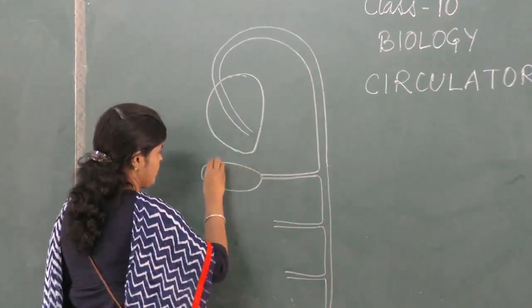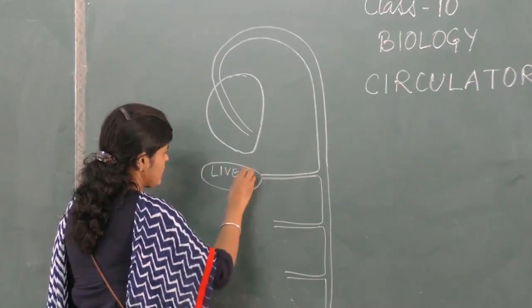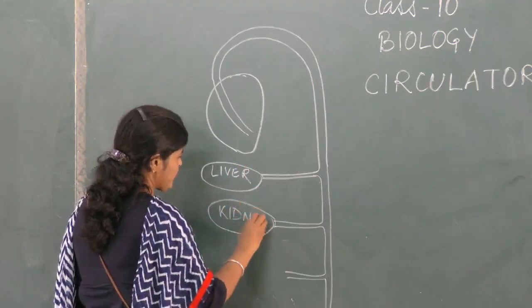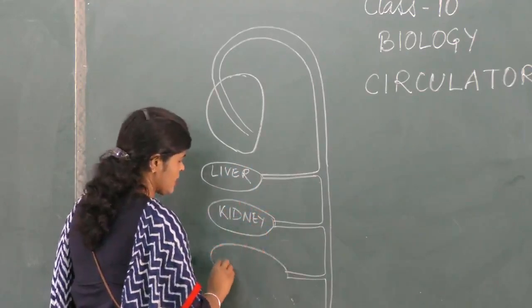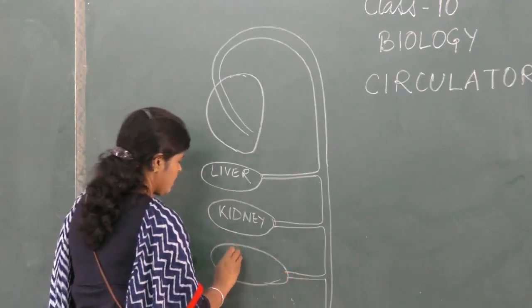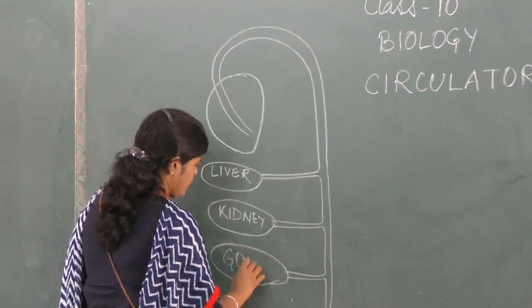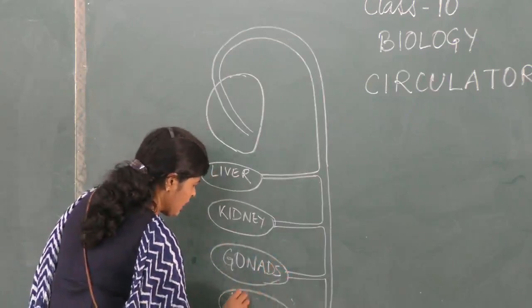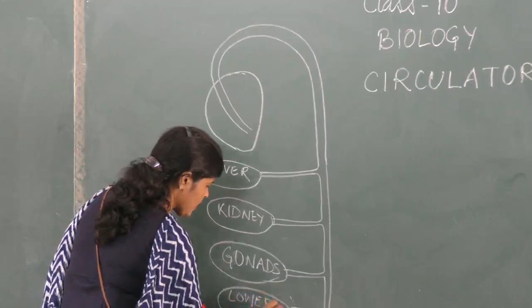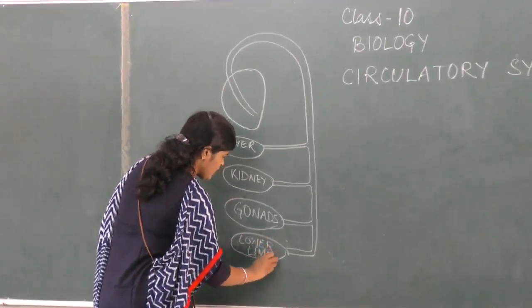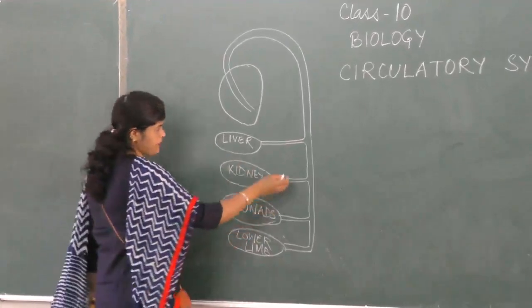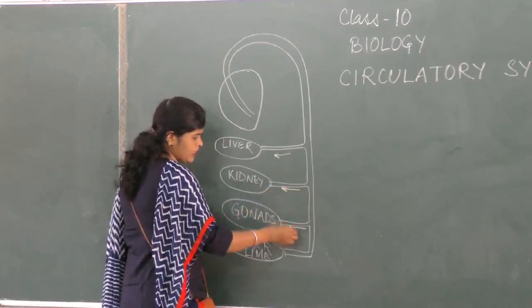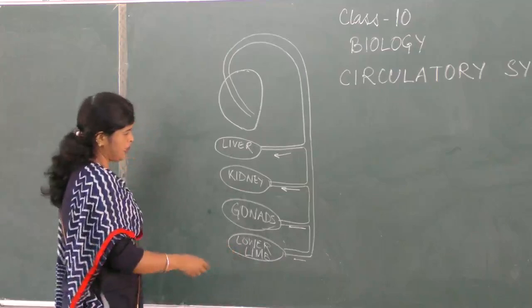Suppose this is the liver, this is kidney. I'll be doing with more. This is kidney. This is, say, the gonads. This is, say, your lower limb. It goes like that, is it? So here, what are we finding? That blood is flowing into several organs. I have shown only 4 of them, is it?